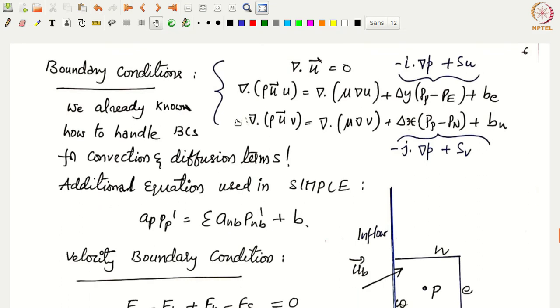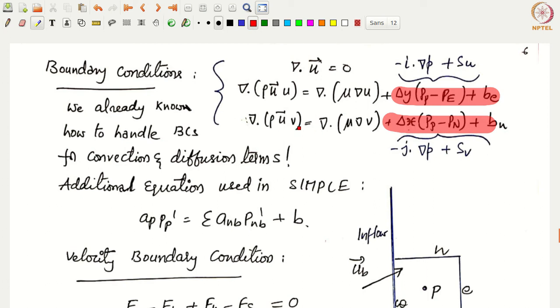Okay. All right, now let us look at the final component of today's lecture, that is basically the boundary conditions, out of which we have already seen how to tackle the velocity boundary condition. So we will look at the other boundary condition, that is the boundary condition for pressure as well. So if you look at the equations, we have the continuity equation, that is del dot u bar equal to 0, and then the x and the y momentum equations, that is basically del dot rho u bar u equals del dot mu grad u plus, this term is supposed to be actually minus i dot grad p plus Su. This is the discrete part, so don't worry about these two.